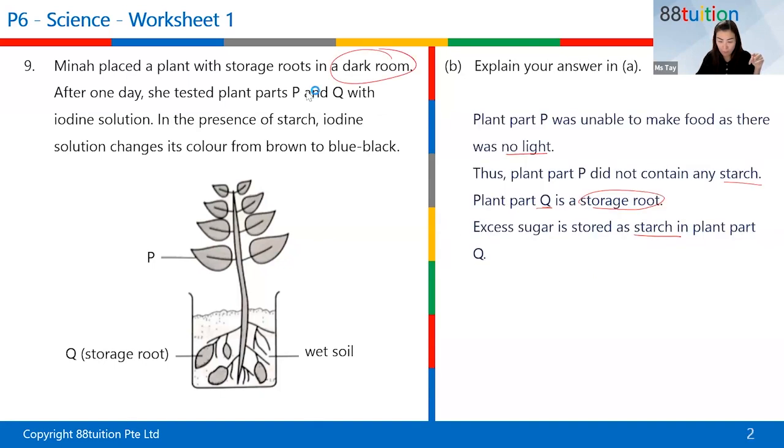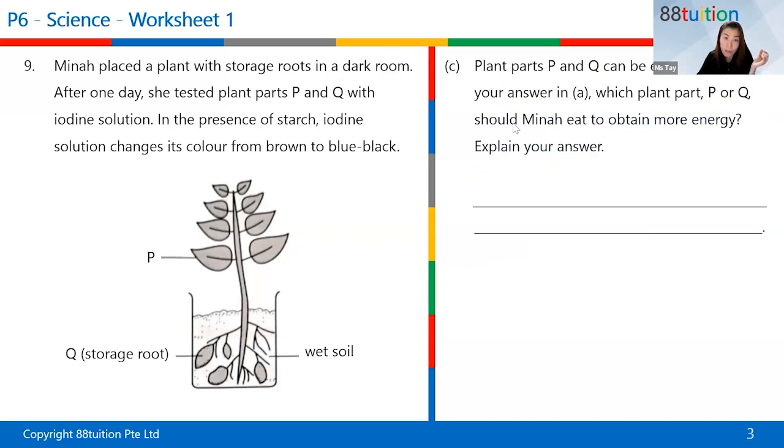No problem. So then we look at 9B, right? Explain the answer. We talk about the leaf being unable to make food because there was no light. So therefore, the leaf did not contain any starch. I explained just now also. And because Q is a storage root, a lot of excess sugar was already stored as starch in that plant part much, much earlier. It's not going to lose the starch overnight. It cannot happen. It's not like the leaf. It will store the starch in it until it is removed by maybe human beings or by animals who eat the storage root.